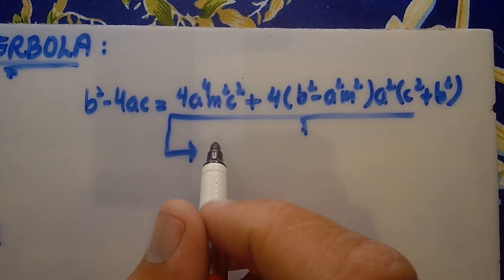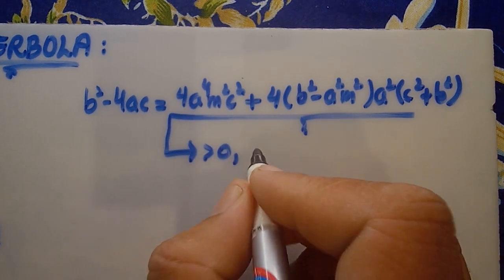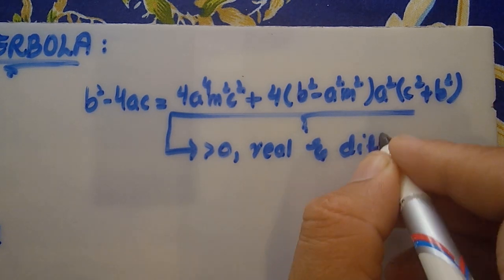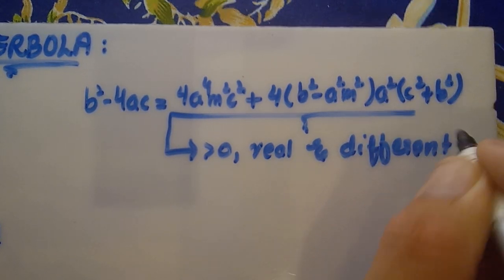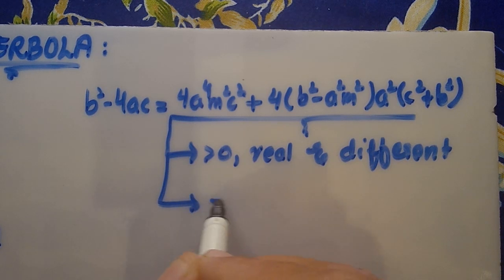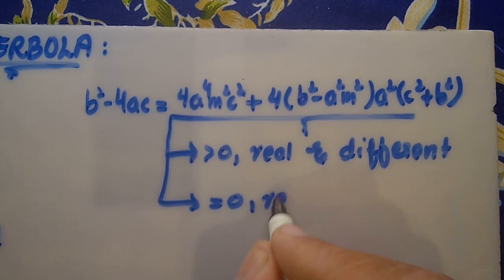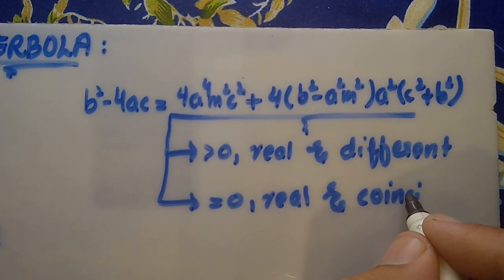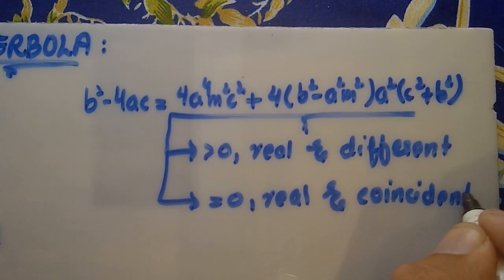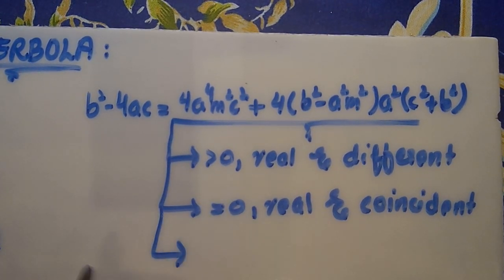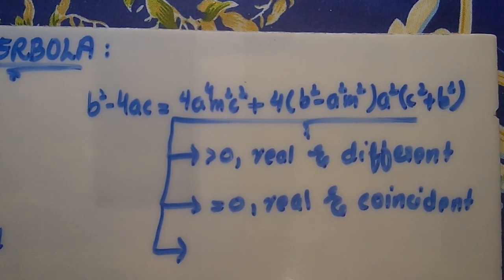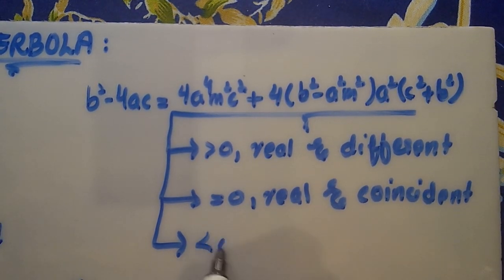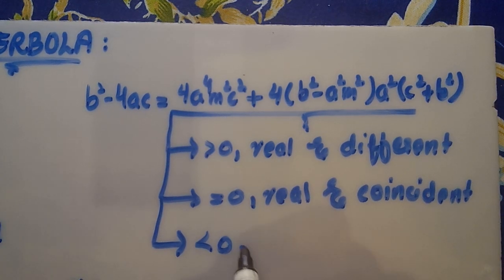If this is greater than 0, then the roots are real and different from each other. If the discriminant of this quadratic equation is equal to 0, then the roots are real and coincident. Coincident means the roots are lying on the same point. This is the condition which tells us that the given line is the tangent to the hyperbola. And the third condition, if it is less than 0, then the roots are imaginary.